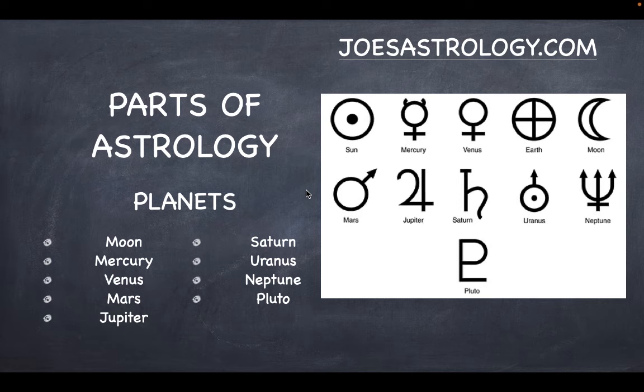So now the third main part. We have the first, second, and third main parts of astrology: the signs, the houses, and the planets. And we have the sun. These are the glyphs that we use. You're going to have to memorize the symbols. The sun, Mercury, Venus, Earth, Moon, Neptune, Uranus, Saturn, and on they go.